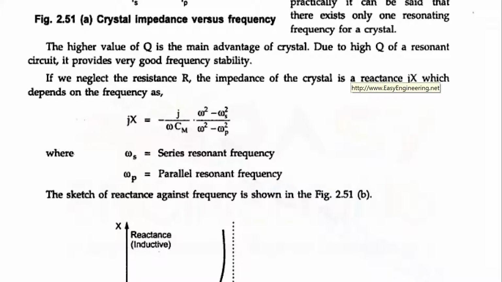When omega tends to 0, the first term, that is minus j by omega Cm, we replace omega with 0. So 1 by 0 is always infinity. And we have a minus symbol here. So minus infinity. Any infinity into anything is infinity.